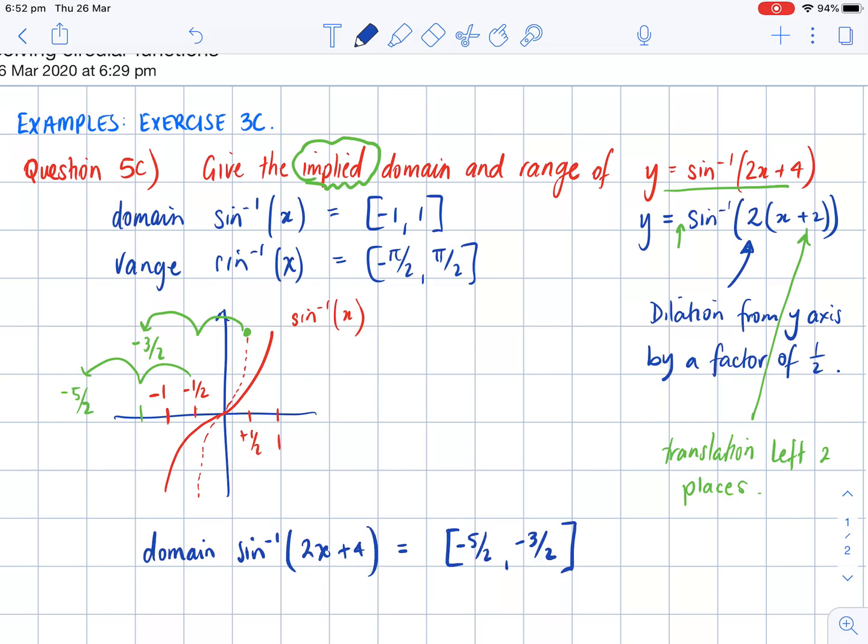And the range will not change at all. I have not moved this graph up or down at all. So it still goes from negative pi on 2 to pi on 2. And hopefully that's correct. Thanks.